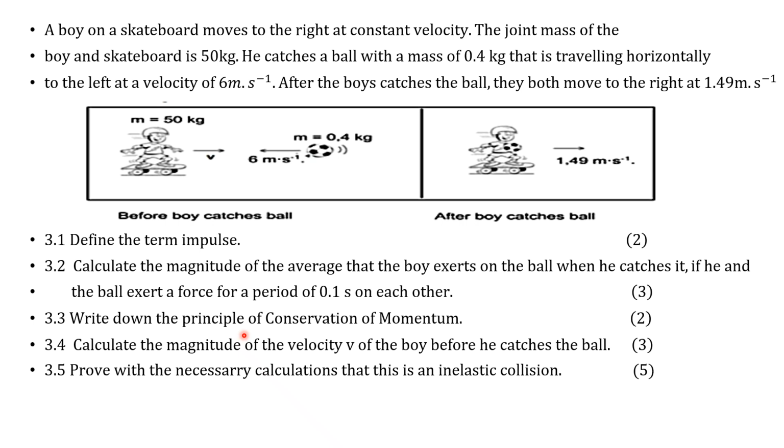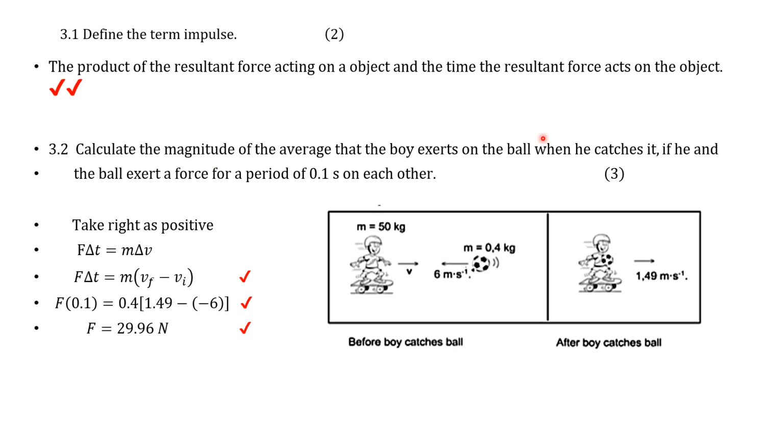3.3, write down the principle of conservation of momentum for 2 marks. 3.4, calculate the magnitude of the velocity v of the boy before he catches the ball. So how fast was he traveling there? And 3.5, prove with necessary calculations that this is an inelastic collision. I'm not going to break it up and then patch them in. I'll explain, so just follow.